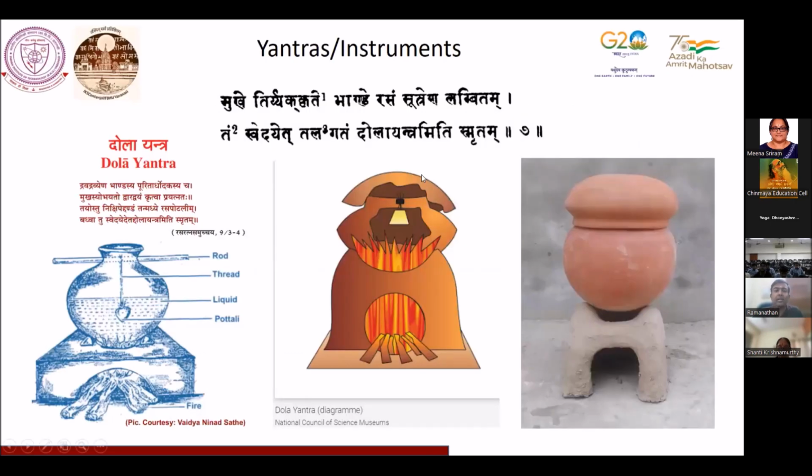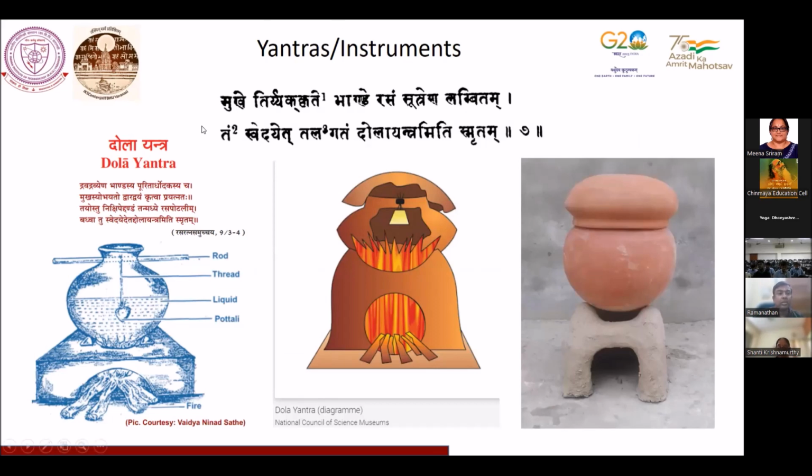Now in texts like Rasarnava and Rasaratna, more so in Rasaratna Samuchaya, we get descriptions of chemical apparatus. Most of the apparatus, you see them in the lab even today. The only difference is that today they are made out of glass. Back then they were made out of mud.